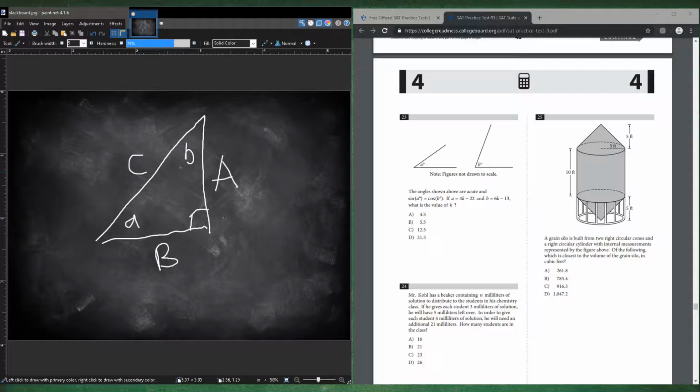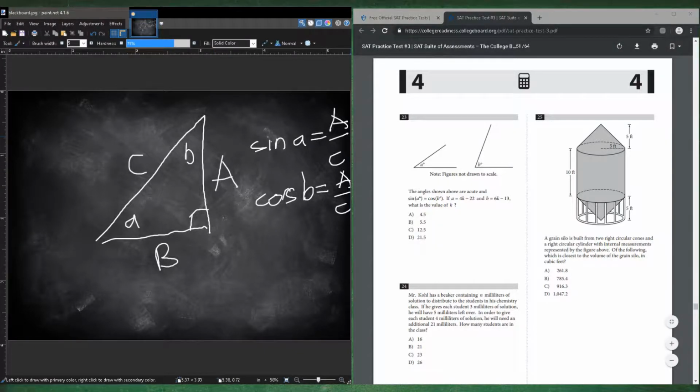So sine of A is just a over c. Now, if you take the cosine of B, it's also a over c. So that's what it's saying. Basically, these two angles: if you take the sine of this, it's a over c, and the cosine of B is also a over c. So that's what question 23 is saying.